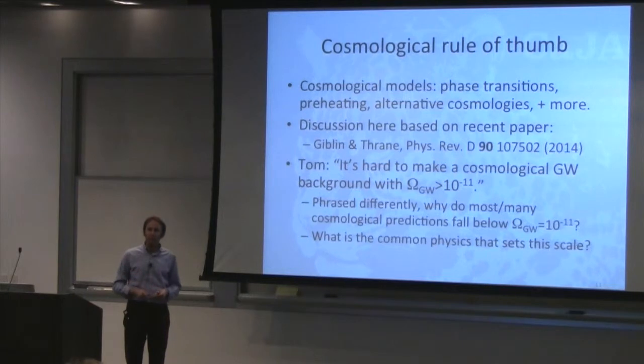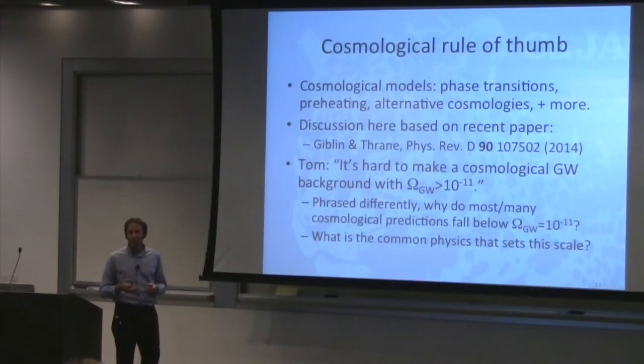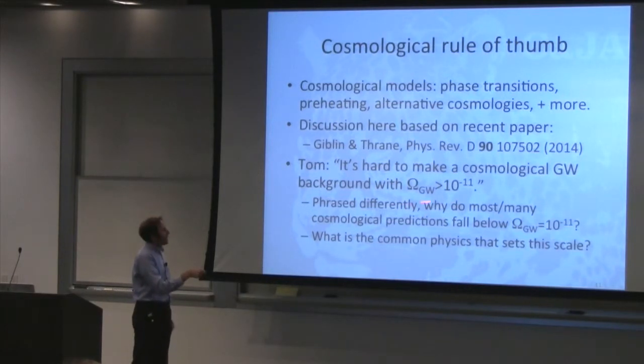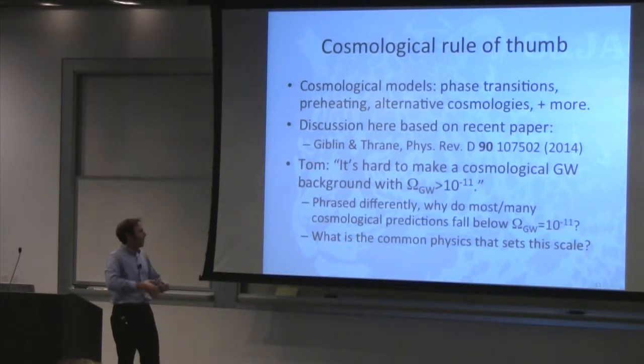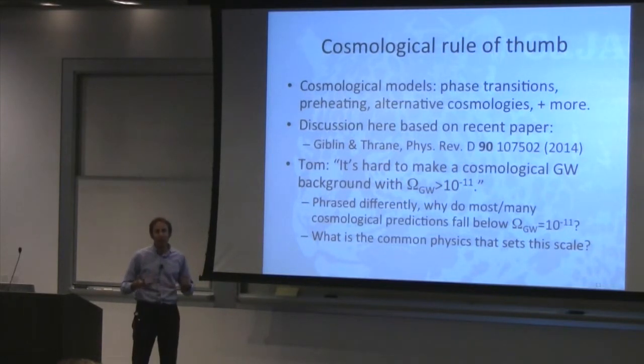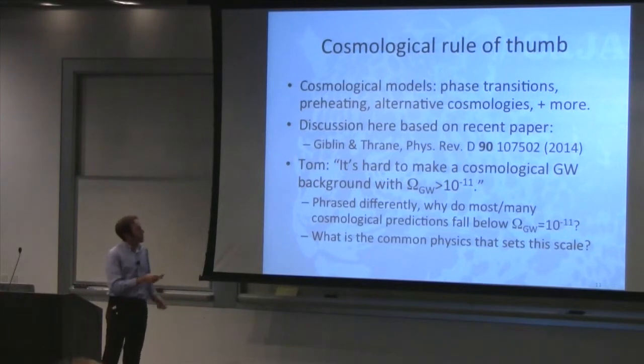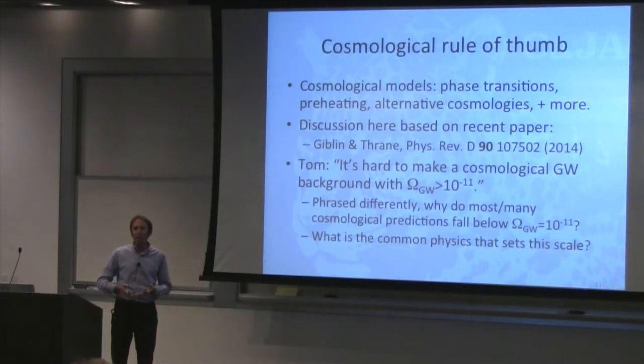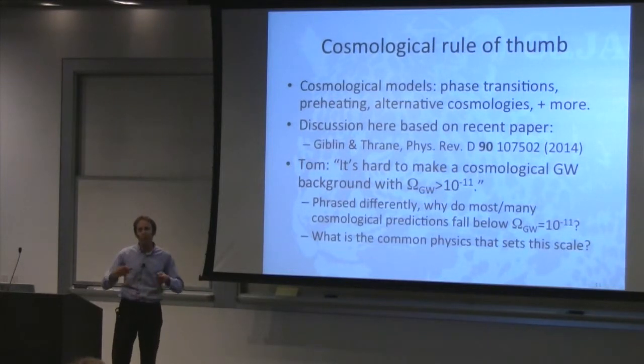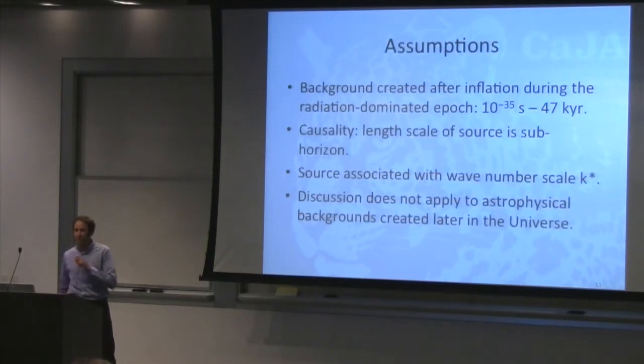And I said, no, I was not aware of this. And I pressed him on it further, and the discussion turned into the following phrase. We sort of rephrased Tom's initial assertion as follows, that many cosmological predictions for stochastic backgrounds, many at least, fall below 10 to the minus 11. And there's a suite of common features to these models, common physics that sets the scale. And so in this paper that we did recently, we looked at what are the systematic common features to these models that obey this rule of thumb, and what is the physics behind it.